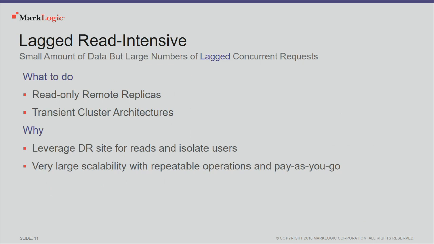But if some users tolerate what I'm calling here lagged, they tolerate seeing information a few seconds behind, we have two options here that I want to cover. First is read-only replicas. The second is what I'm calling transient architectures. Let me start with the first.